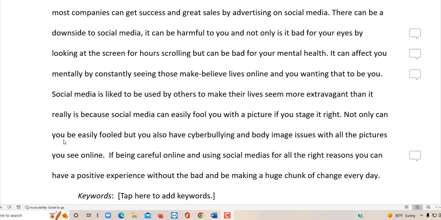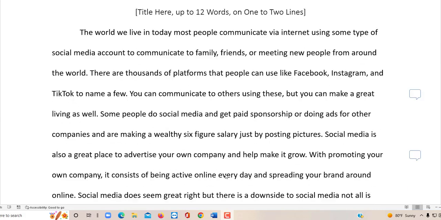Not only can a person be easily fooled, but a person also can undergo cyberbullying and body image issues with all the pictures a person sees online. So being careful online is very important, for a person can have positive experience with social media. So here, get rid of we and replace we with a person.